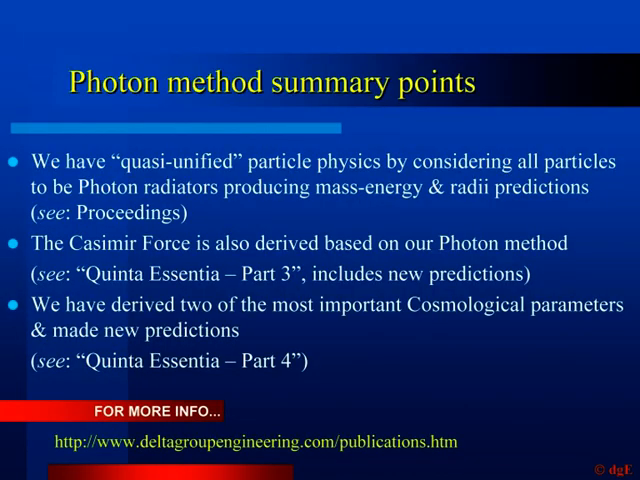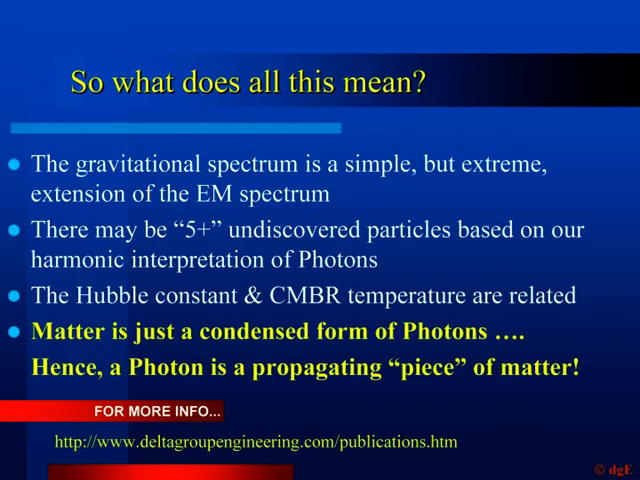Photon method summary points. 1. We have quasi-unified particle physics, by considering all particles to be photon radiators producing mass energy and radii predictions. 2. The Casimir force is also derived, based on our photon method. See Quinteressentia part 3, which includes new predictions, and 3. We have derived two of the most important cosmological parameters, and made new predictions. See Quinteressentia part 4. So what does all this mean?